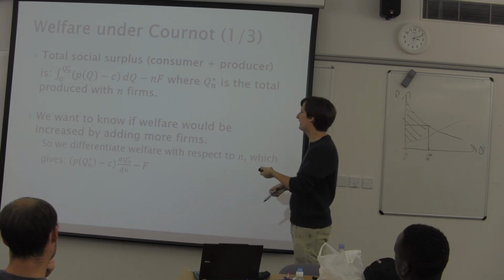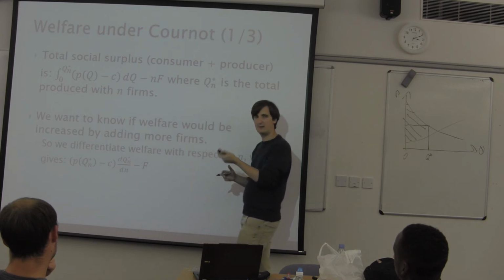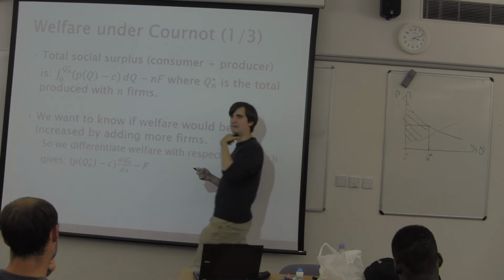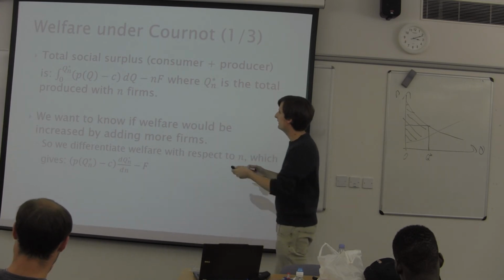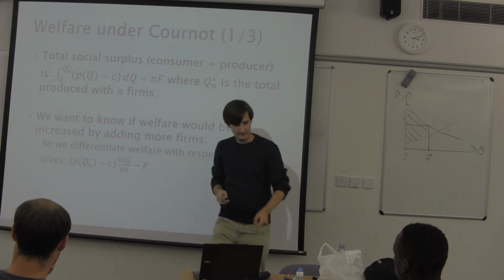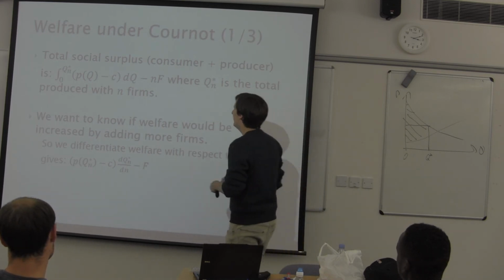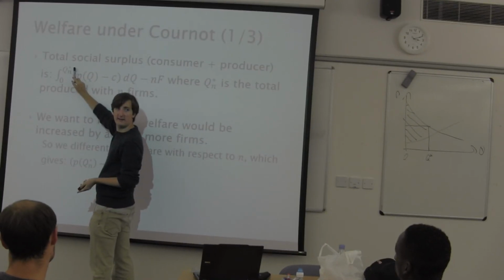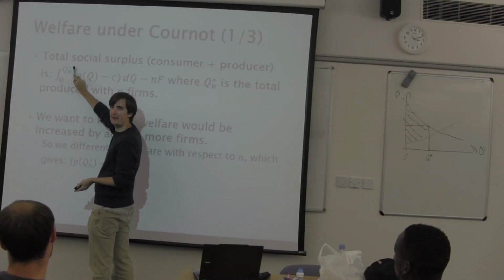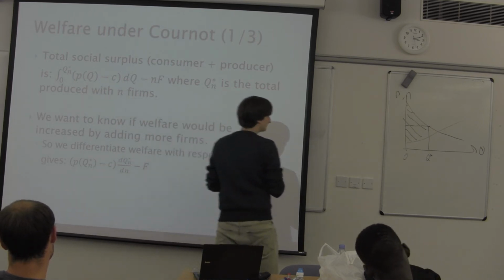Okay, so what we want to do is see how welfare changes as you add extra firms. So we want to differentiate welfare with respect to the number of firms. So here's our expression for welfare. Now, we've got n in the upper limit of the integral. Okay, that's going to make our life a little bit tricky. And n is here as well.